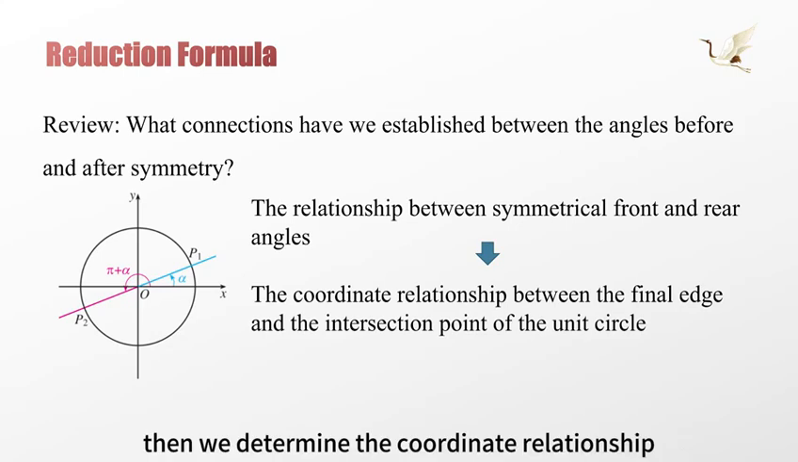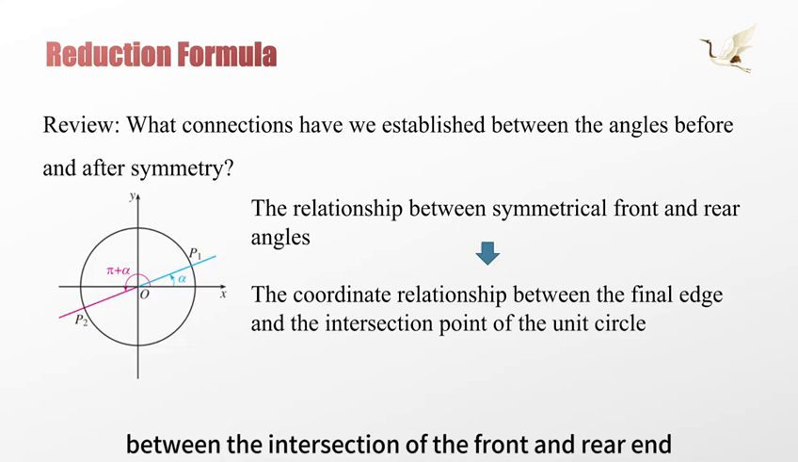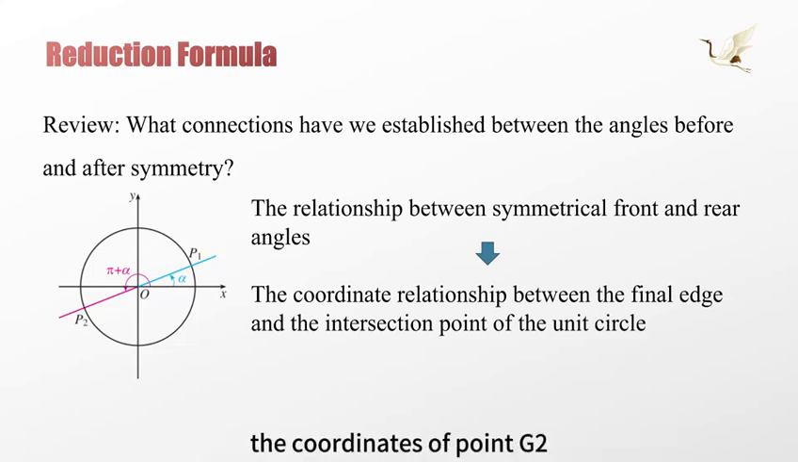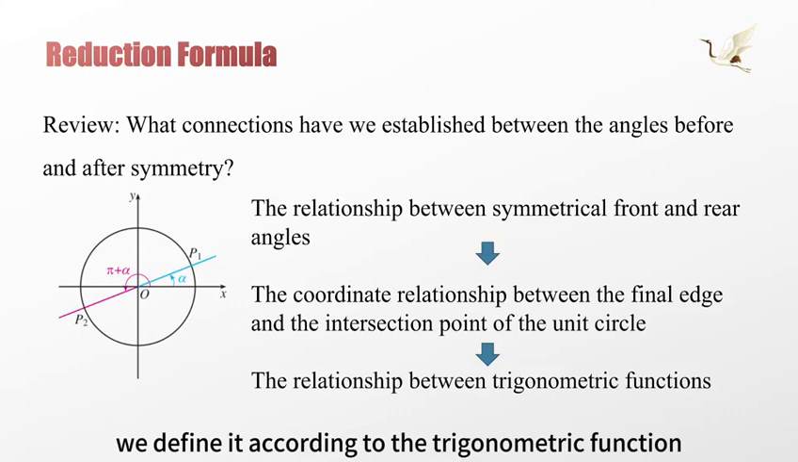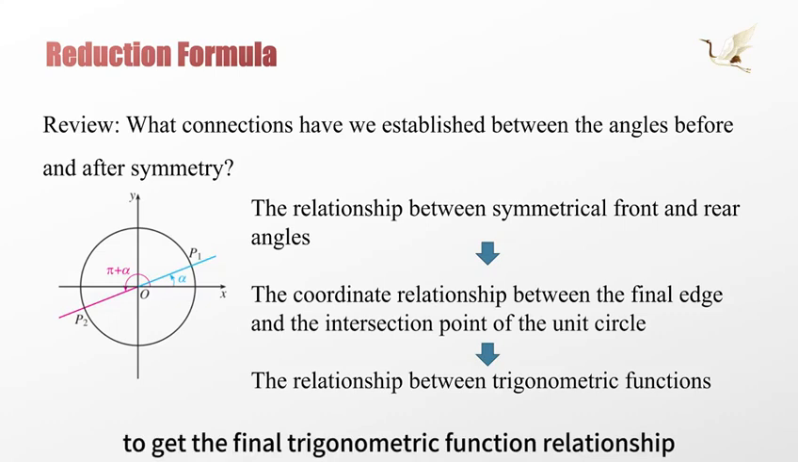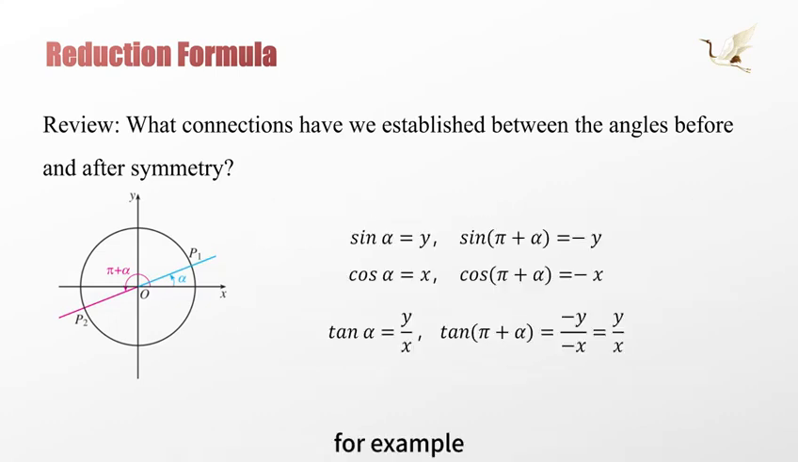Then we determine the coordinate relationship between the intersections of the terminal sides before and after symmetry and the unit circle. For example, the coordinates of point P1 are x and y. After it is symmetrical about the origin, the coordinates of point P2 are negative x and negative y. Finally, we use the definition of trigonometric functions and combine the previous relationships to get the final trigonometric function relationship. For example, sine of pi plus alpha equals negative sine alpha, cosine of pi plus alpha equals negative cosine alpha, and tangent of pi plus alpha equals tangent alpha. After step-by-step reasoning, we get induction formulas 2, 3, and 4.